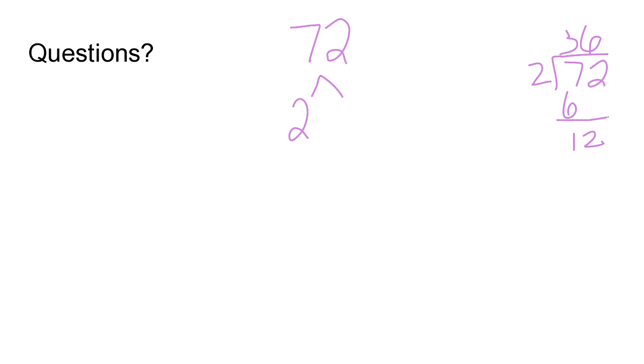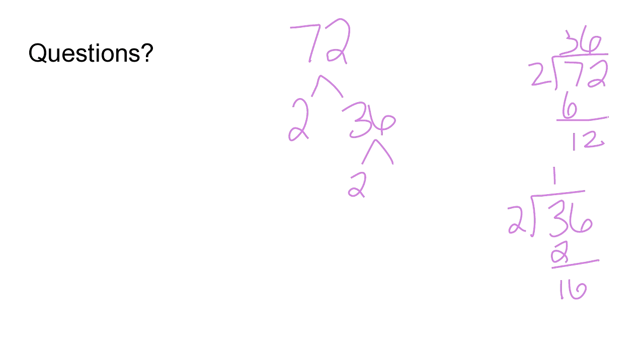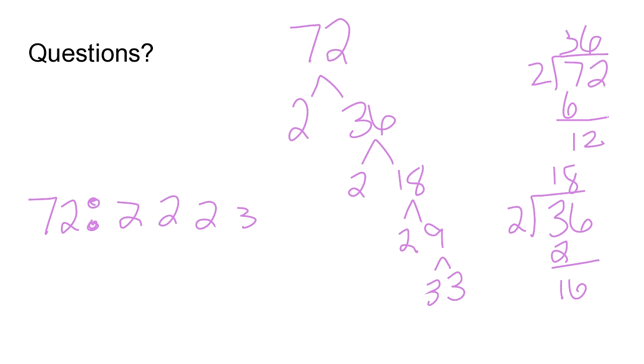So that's 36. 36 ends in an even number, so I know it's divisible by 2. And just in case you don't know that it's 18, we can do the math. And then it gets smaller, so we can start doing the easy stuff. So the prime factorization for 72 is 2, 2, 2, 3, 3.